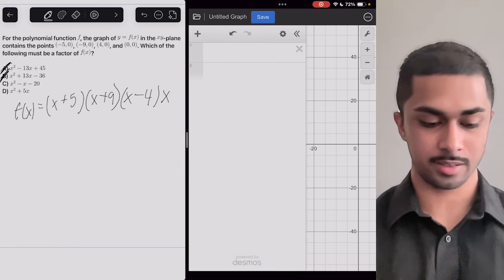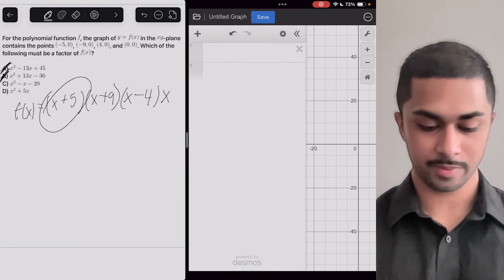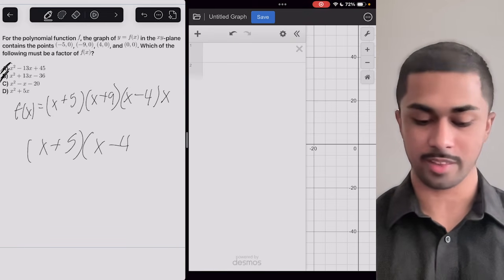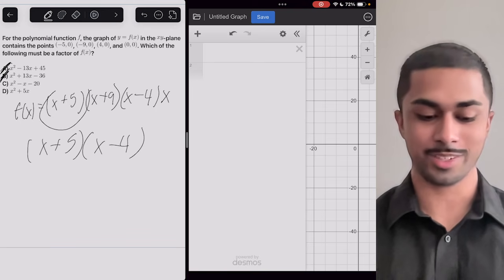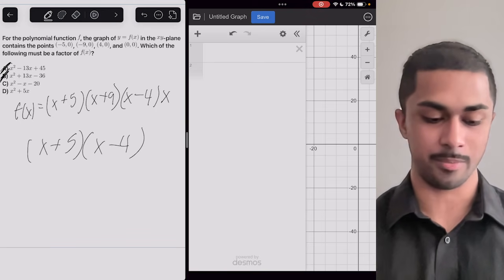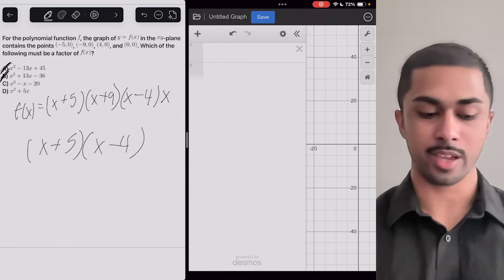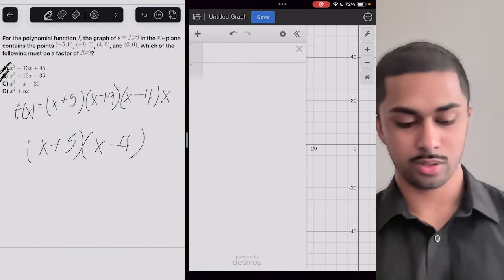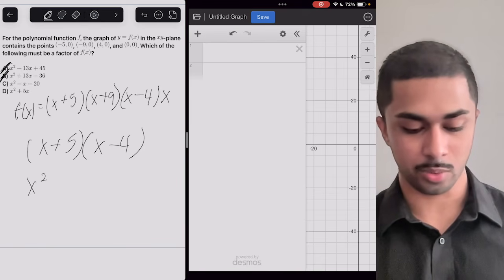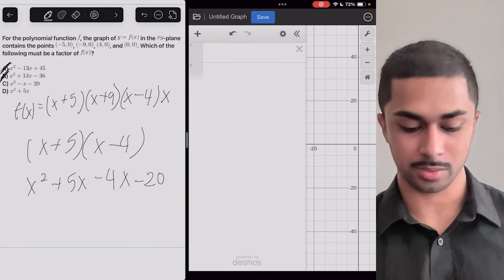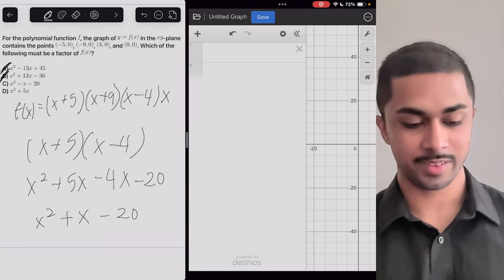What is next? Negative 20. How do we get that? This times this. X plus 5 times x minus 4. And I think you're getting the point at this point. You just take two of the factors and multiply them based on how do we get each answer choice. X squared plus 5x minus 4x minus 20. X squared plus x minus 20. And that's not C because this has a minus x.